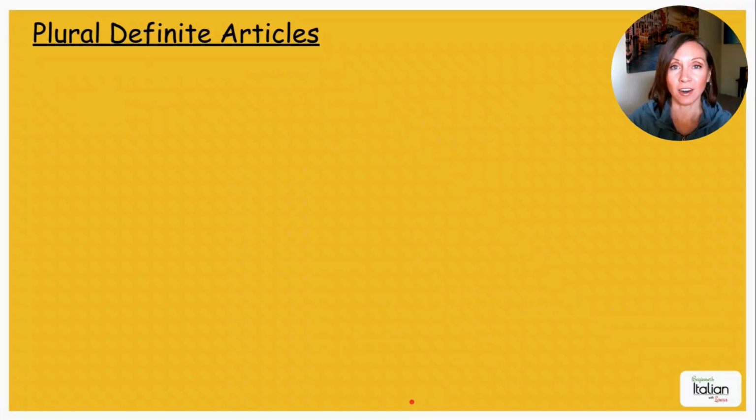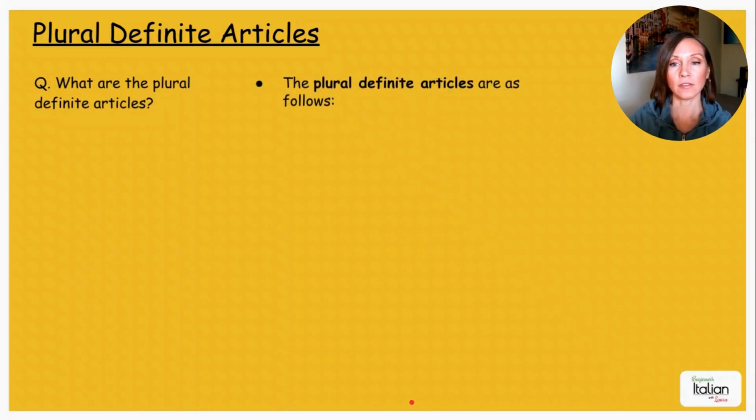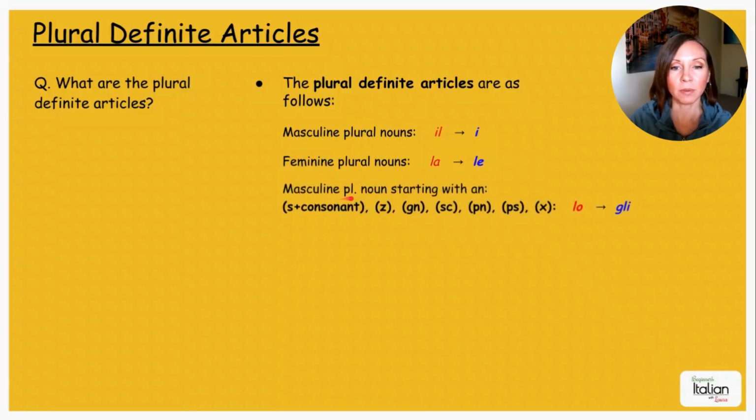Okay, plural definite articles. What are the plural definite articles? The plural definite articles are as follows. So for masculine plural nouns, il becomes I. Okay, il becomes I, or the letter I. For feminine plural nouns, la becomes le. Okay, la becomes le. Masculine plural nouns starting with S plus consonant, Z, GN, SC, PN, PS, or X, the lo becomes li. Okay, lo becomes li.